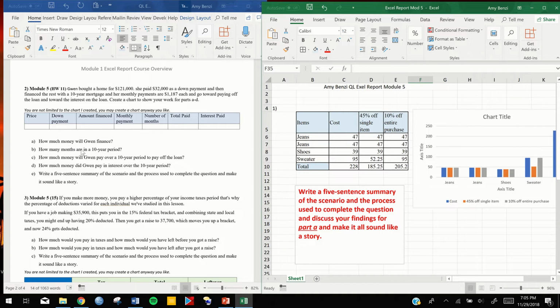How much does she finance? How many months are in a 10-year period? How much does she pay over a 10-year period? How much money did she pay in interest? And then, of course, our famous summaries that everybody loves to write.